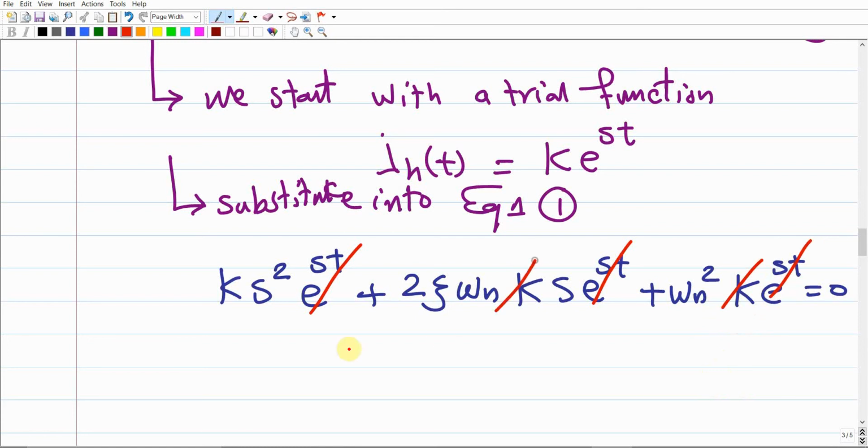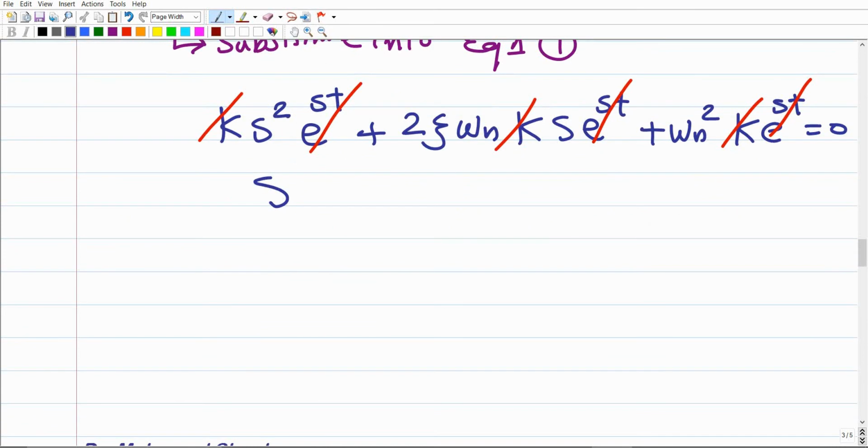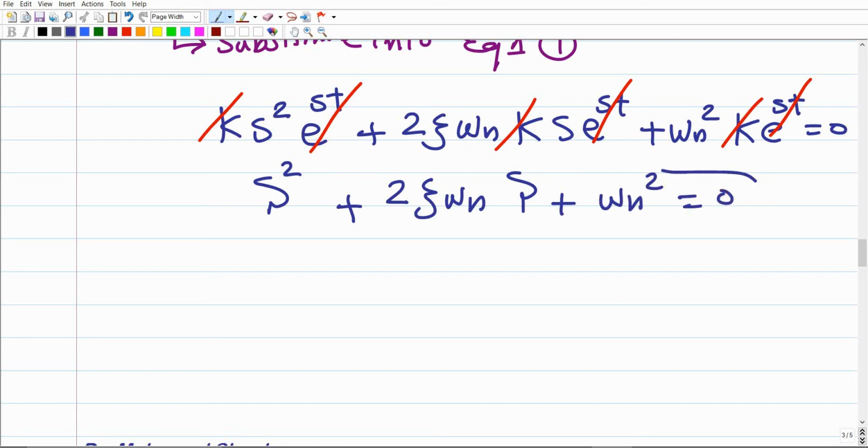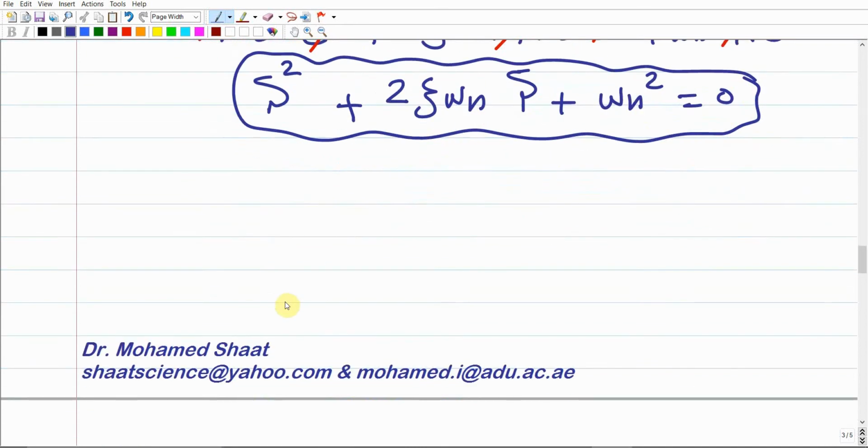The K terms can also be cancelled. Why? Because the right-hand side is already 0. So we're going to end up with s squared plus 2 xi omega n s plus omega n squared equals 0. This equation, in mathematics, is known as the characteristic equation, and in the vibration course it is also commonly known as the characteristic equation.